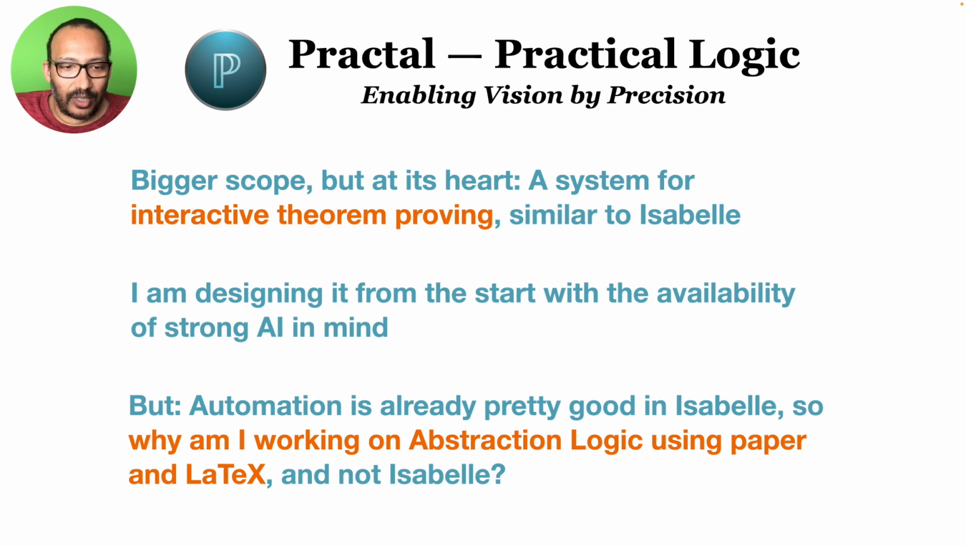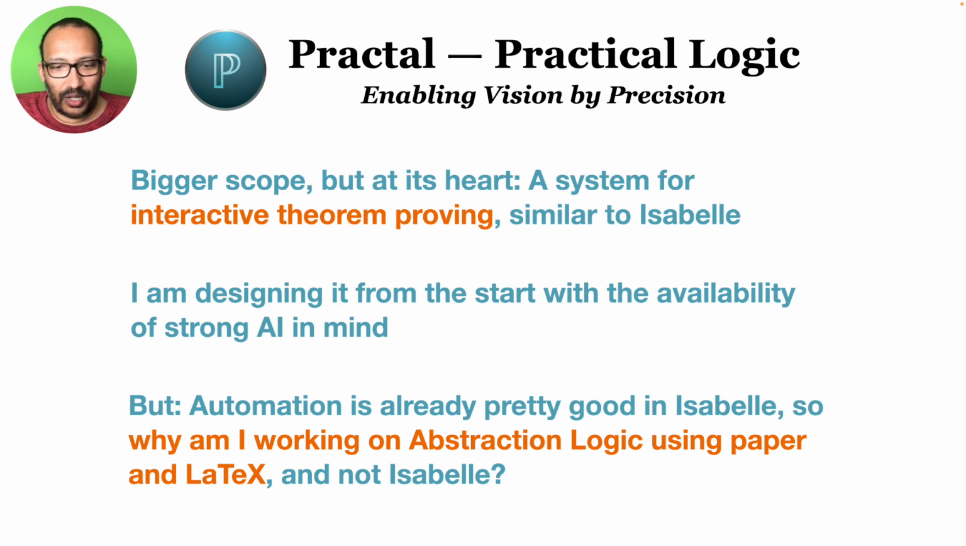I have in mind that, look, there is strong AI out there now, and we have to take this into account. We have to be able to provide natural language support based on LLMs, and as we have seen with something like AlphaProof, we also know that we can take advantage of strong automation in the very near future, and we have to take this into account when designing such a system now. But automation is actually already pretty good for existing theorem provers like Isabelle.